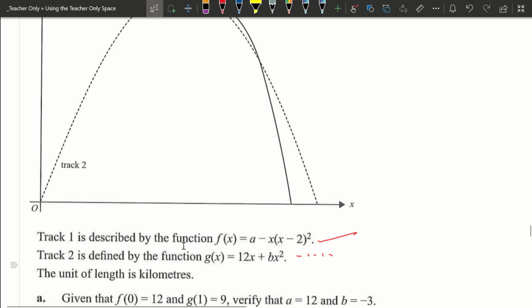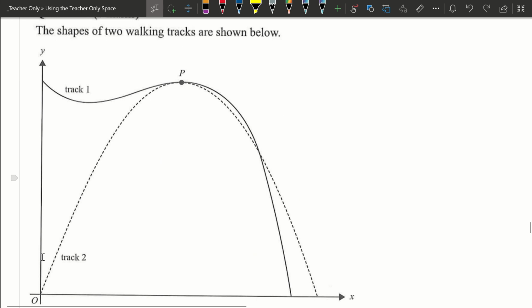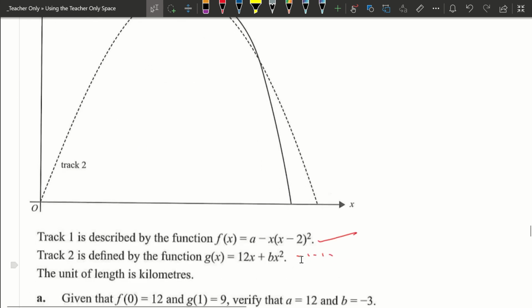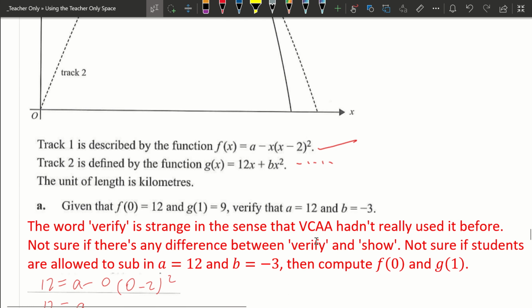And then the number 2 track is the function g. This is 12x plus bx squared, so it's a quadratic. And you can tell which one of those is the quadratic, so it's the dotted one. So the dotted curve, I've indicated that it's g. And all units are in kilometers.